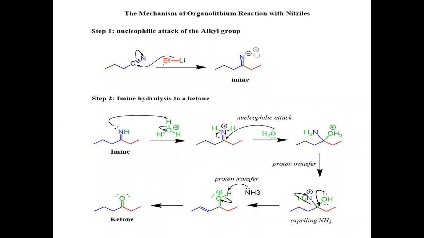In the first step, what happened? This ethyl lithium is the organolithium compound we use for the reaction. This ethyl group means there is a CH2 and CH3, and there is a negative charge on this carbon. So this is the organolithium, and this is the nucleophilic part. And this nucleophile attacks this electrophilic carbon.